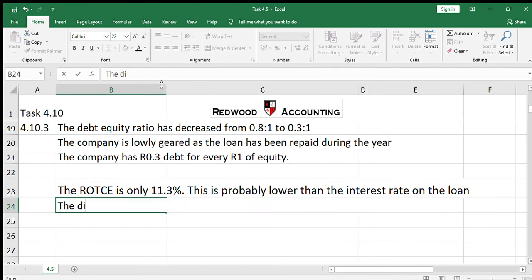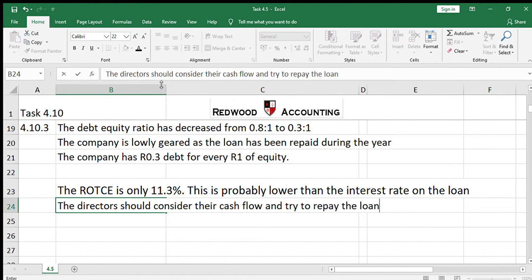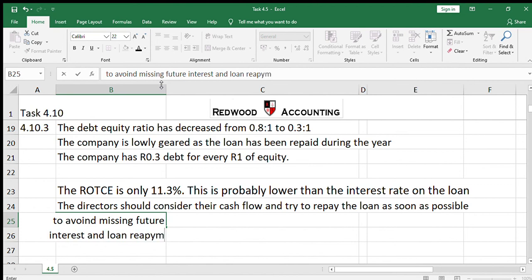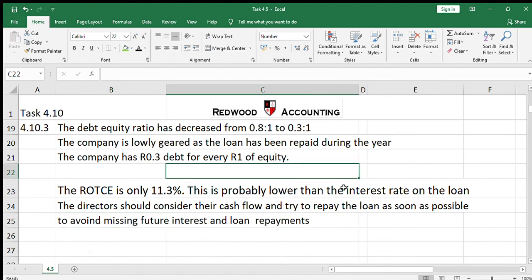The directors should consider the cash flow and try to repay the loan as soon as possible, to avoid missing future payments. Okay, so that's all for this question here.